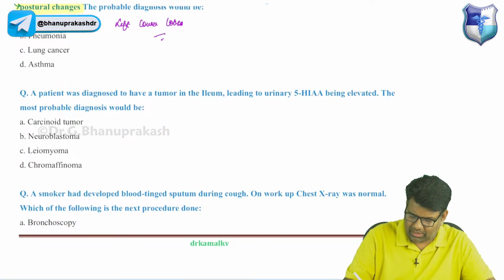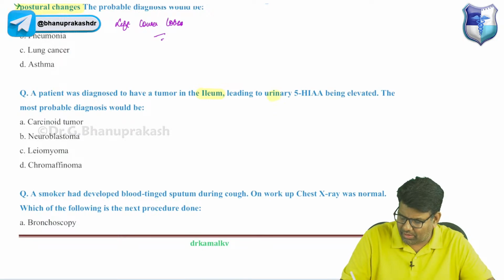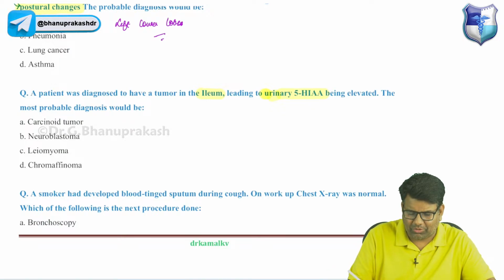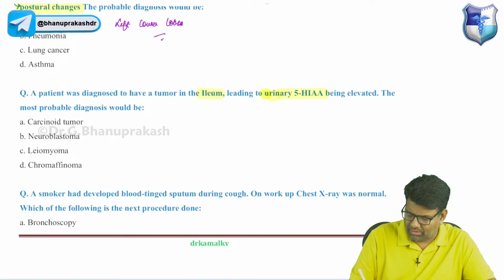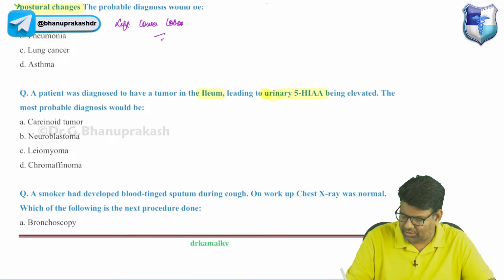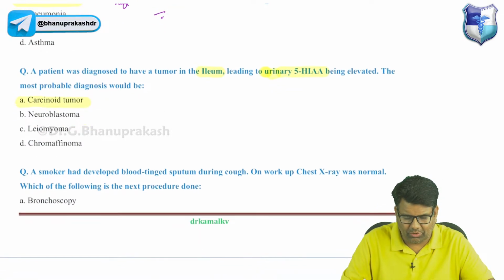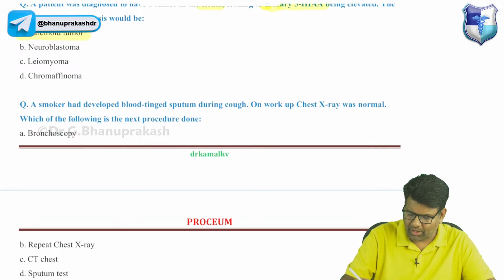Now, a patient has been diagnosed to have a tumor in the ileum and there is increased urinary 5-hydroxyindole acetic acid. Now, what condition can you think of? Increased urinary 5-HIAA, yes, this is carcinoid tumor. High hydroxyindole acetic acid. Absolutely right.